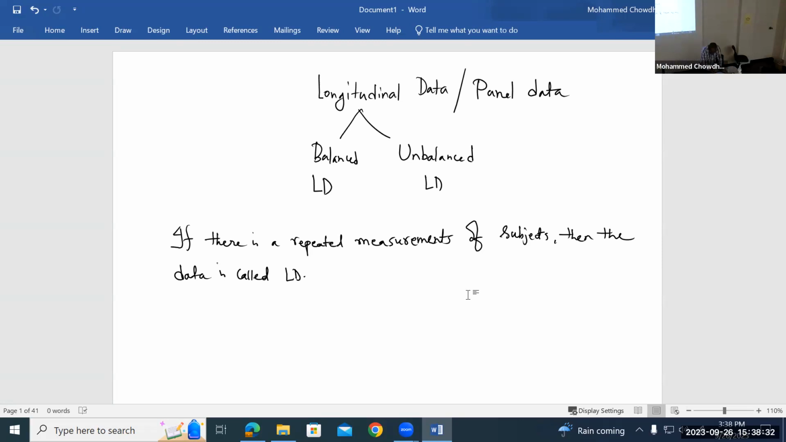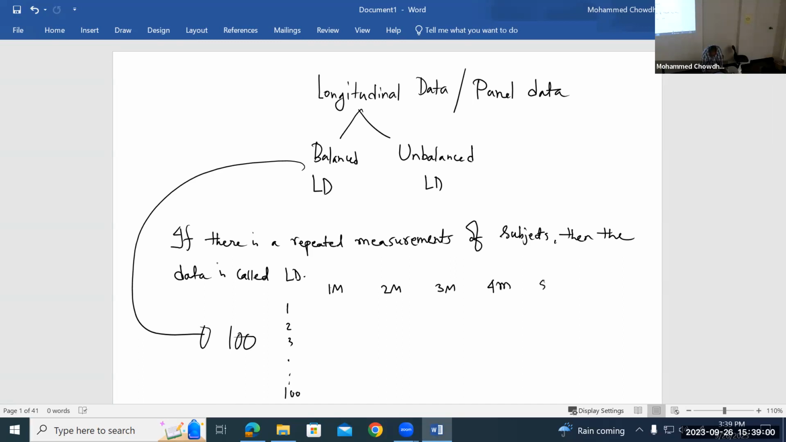What is balanced longitudinal data? Balanced longitudinal data means suppose there are 100 subjects. That means person 1, person 2, person 3, up to person 100. Each of these persons has measurements taken 5 times. First measurement M1, second measurement M2, third measurement M3, fourth measurement, fifth measurement. So I have taken measurements of 100 persons. First one has 5 measurements, second one has 5 measurements, third one has all 5 measurements, up to the 100th person who has 5 measurements. So each person will have the same number of measurements, then that data is called balanced longitudinal data. Clear? Each person should have the same number of measurements.